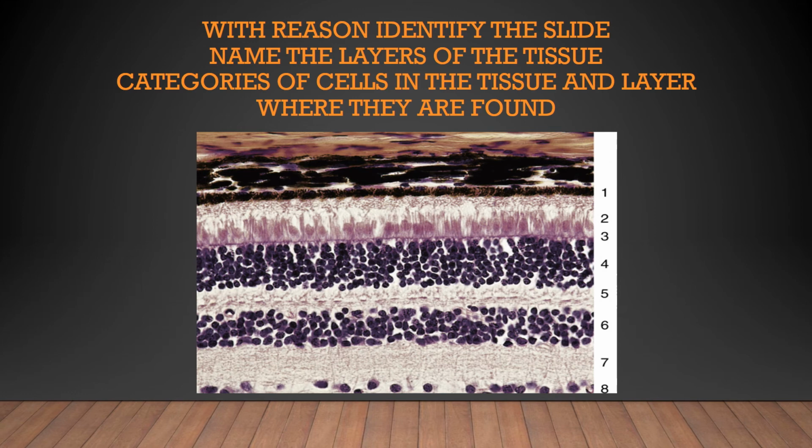And then you have the ganglionic or multipolar neurons. Its cell bodies are found in layer 8, also known as the ganglionic layer. And you have the photoreceptor layer, whose cell bodies are found in layer 4, also known as the outer nuclear layer. And then you have association neurons.